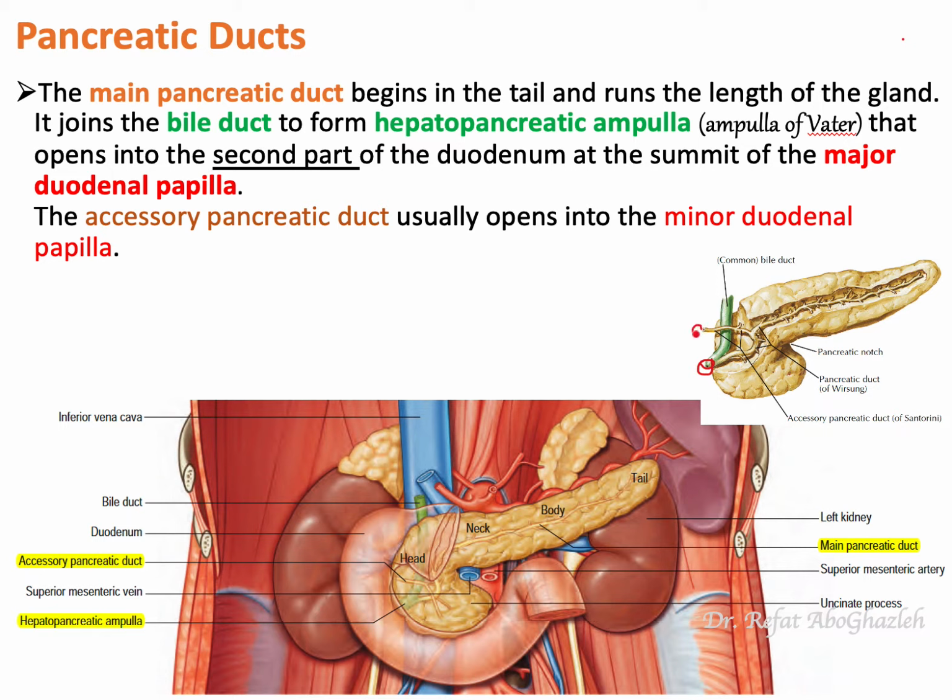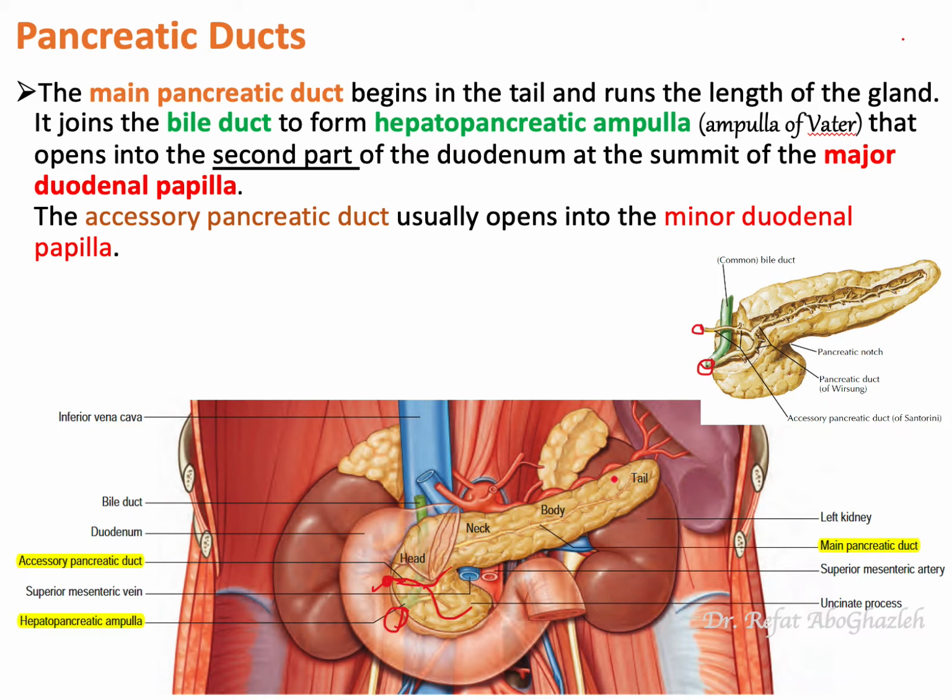Yes, it usually opens in 70% of people in the minor duodenal papilla, which is located just a little bit above the major duodenal papilla. So this is the accessory pancreatic duct. If you follow the accessory pancreatic duct from the minor duodenal papilla, you will find after a while it divides into an upper part that continues to the left and a lower part anterior to the main pancreatic duct, all the way down until it reaches the uncinate process.